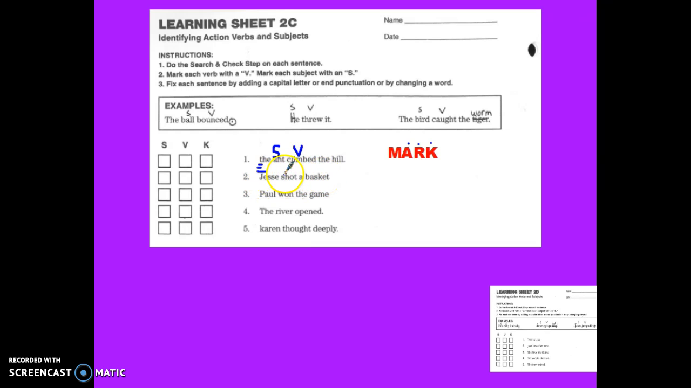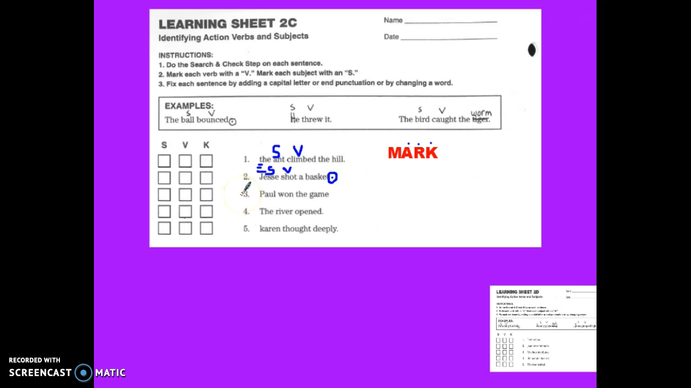Number 2, Jesse shot a basket. Is there a verb? Yes, shot. Who or what shot? Jesse. Boys and girls, notice how I'm always starting with the verb. That is so important. Start with the verb, okay? That's why A comes first. Ask, is there a verb? Next, key in. Beginning has a capital letter. We need a period at the end, so I have to put one in and circle it. Does it make sense? Jesse shot a basket. Yep, that can actually happen.